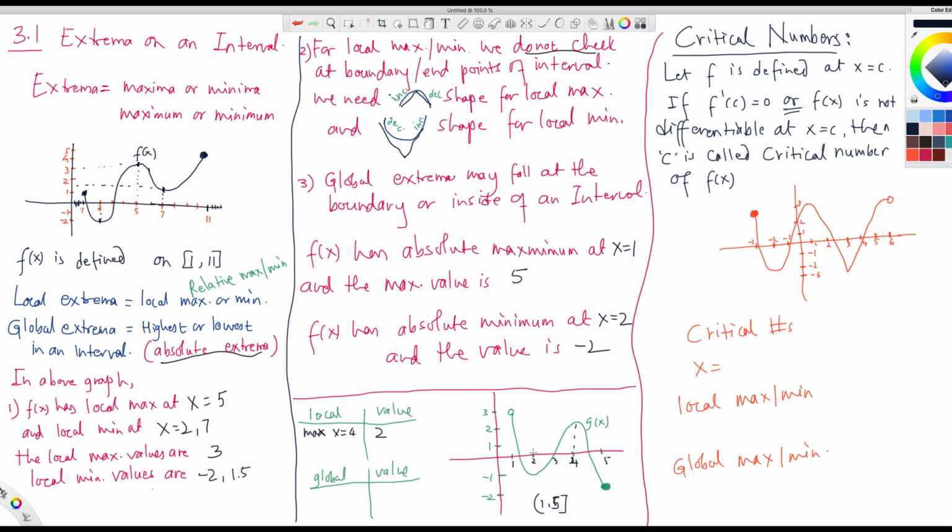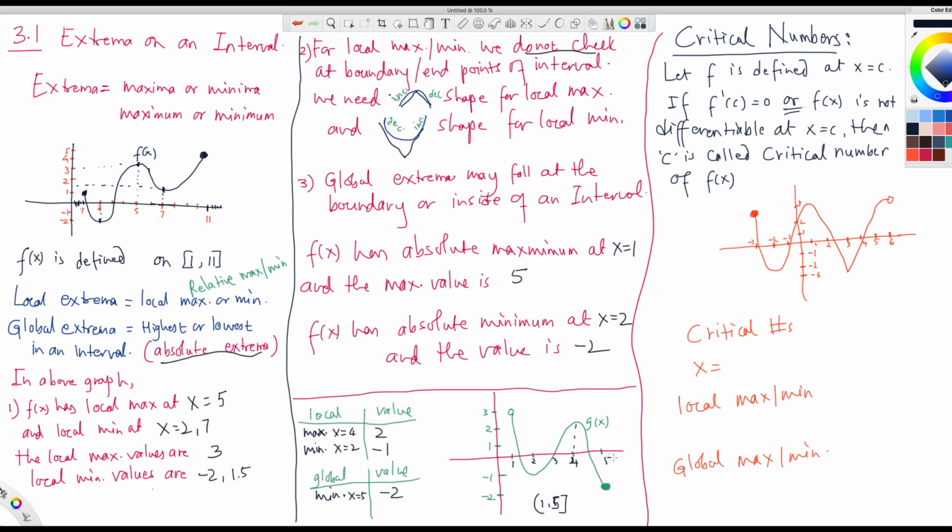The function has a local min at 2, right? Because it has a minimum value there. Around the point 2, the lowest height is at 2, right? So the local min is at x equals 2, and the minimum value is -1. How about the global max and global min? Looks like the global min is at 5, right? x equals 5, because for the global you look at the boundary as well. And the value is -2.